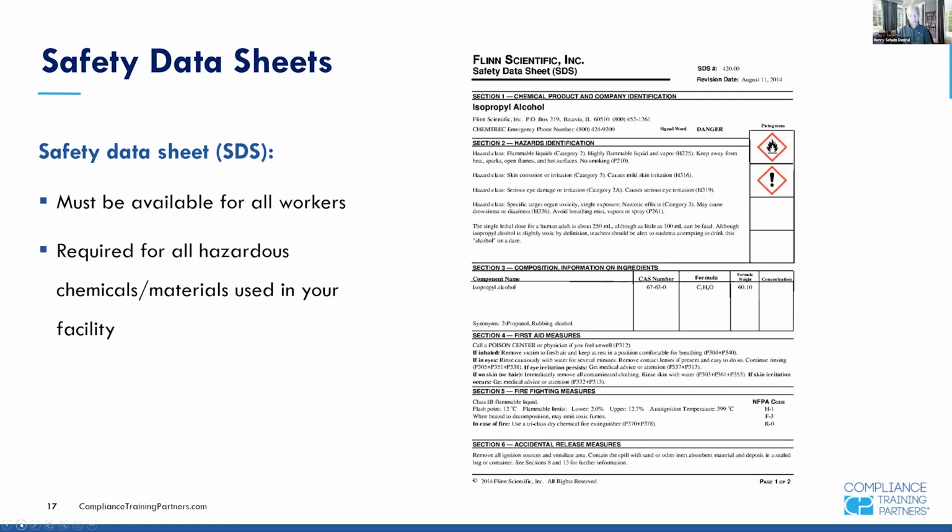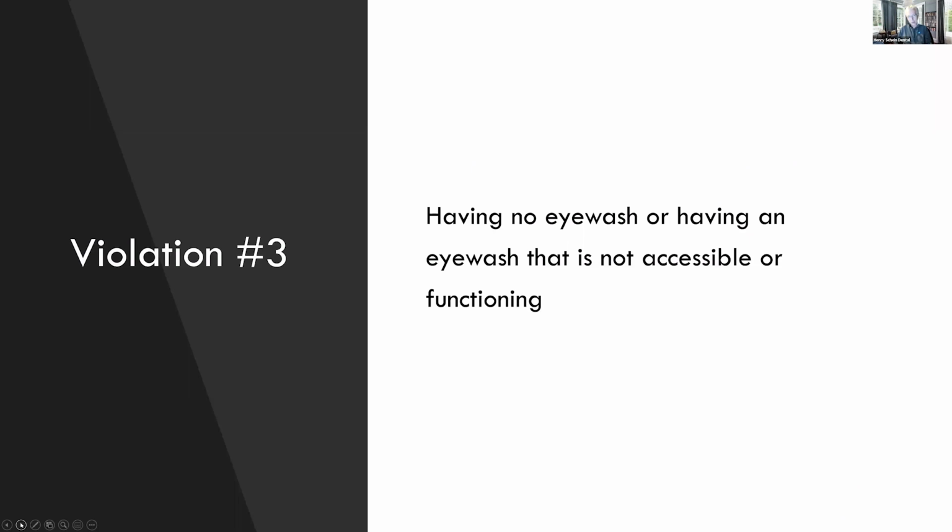And again, they need to be available. Everybody needs to know where they're at. A typical thing that we see is people may have safety data sheets, but OSHA asks in an inspection, where are the safety data sheets? They ask that question to an employee. They don't know where they are, and that can be a violation. So again, not having a written program, not having safety data sheets, that encompasses the first two major violations that we see.